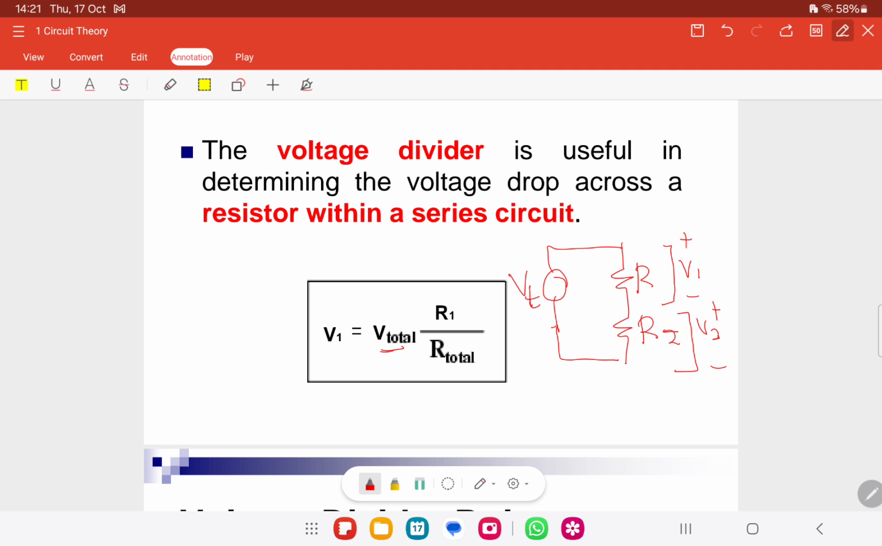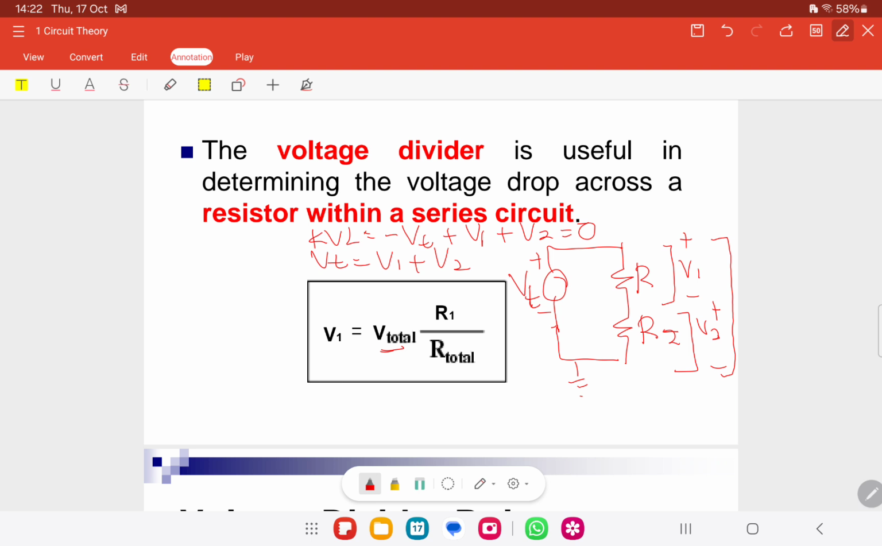Okay, and from the KVL we know that, let's say this one is plus, this one is minus, for KVL equals to minus VT plus V1 plus V2 equals to 0. So VT equals to V1 plus V2. Okay, from the top to the bottom. This is considered as connected to the ground.